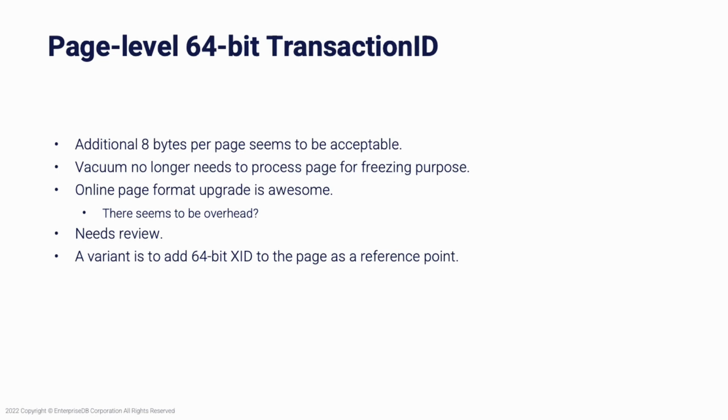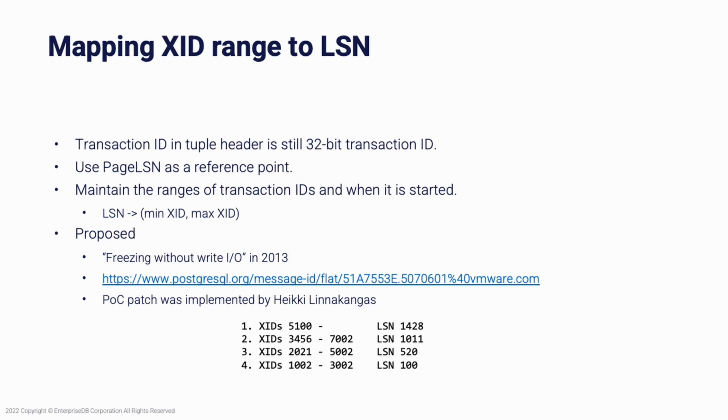A variant of this page level 64-bit transaction ID idea is that we have a 64-bit transaction ID in the page header as a reference point, instead of using the 32-bit transaction ID on the page header. That way, we don't need to compute the 64-bit transaction ID every time when interpreting the XIDs. I just mentioned the idea to store 64-bit XID in the tuple header as a different point.